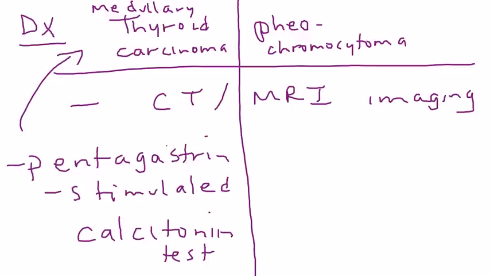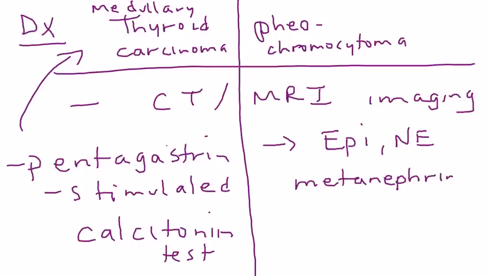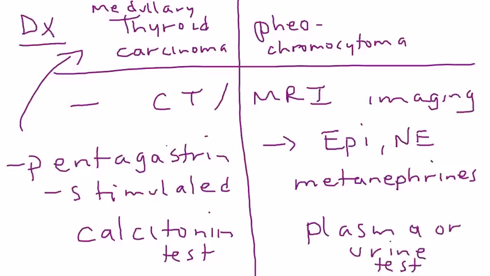The pheochromocytoma, how you detect that is that those catecholamines that the tumor secretes, epinephrine and norepinephrine, break down into metabolites, and those metabolites are known as metanephrines. And those metanephrines can be detected as either a blood test or a urine test, either plasma or urine test. So that's part of the diagnostic workup of MEN3.